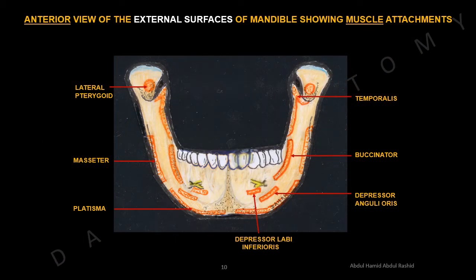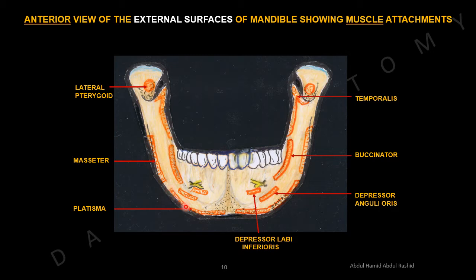This is the diagram of the mandible, an anterior view of the external surfaces of the mandible showing muscle attachments. Look here, this is the mandible. We are looking from in front. These are two rami, and this is the body. Let's talk about the muscle attachments of the mandible seen from in front. The first one on the external surface of the ramus is the masseter muscle. We have already mentioned that one.